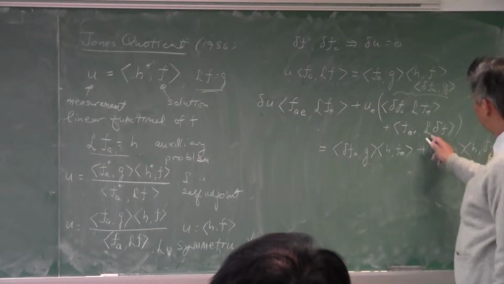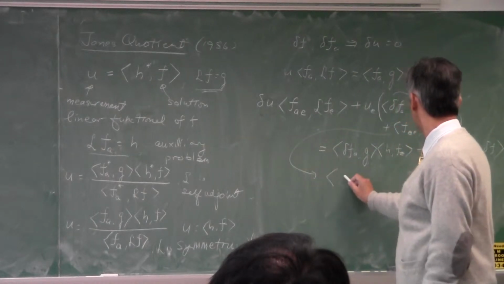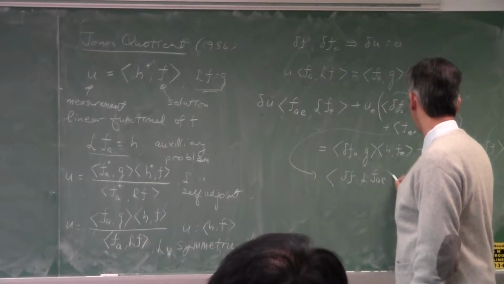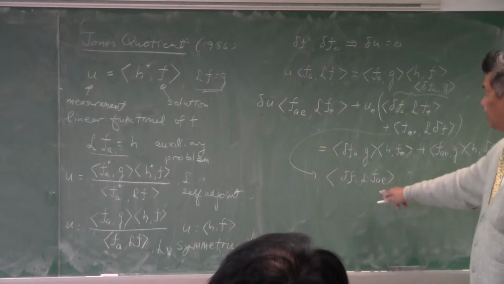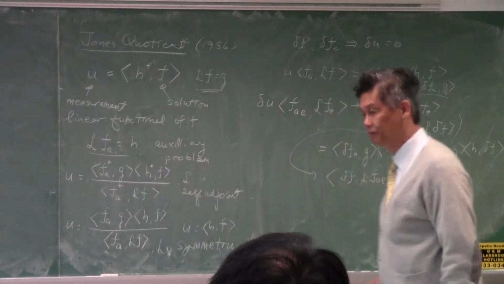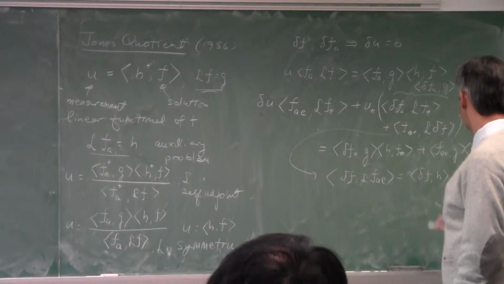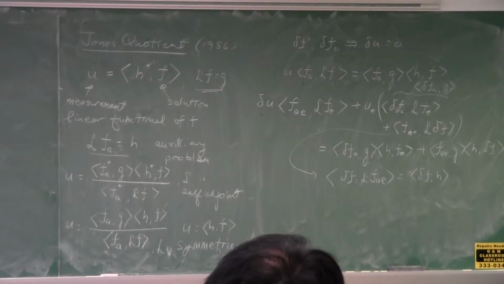And then if L is symmetric, I can rewrite this term as delta F, L F A exact, right? I can put the L operator on the LFA exact, but LFA exact would be equal to H. So this would be delta F comma H, right? So I simplify the left-hand side.